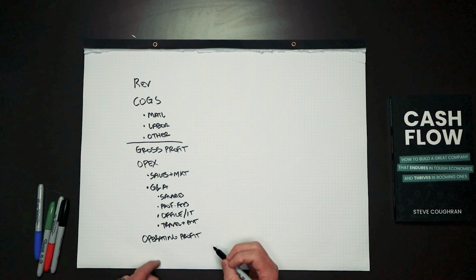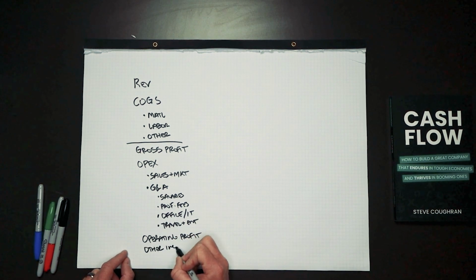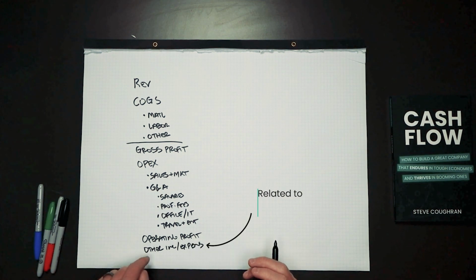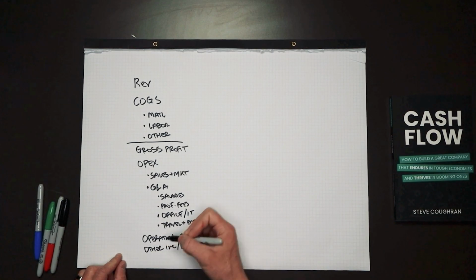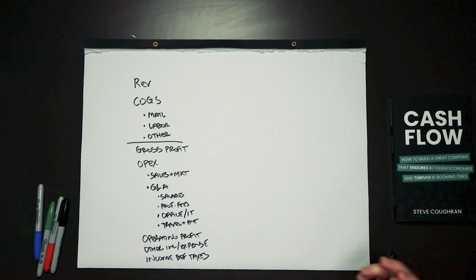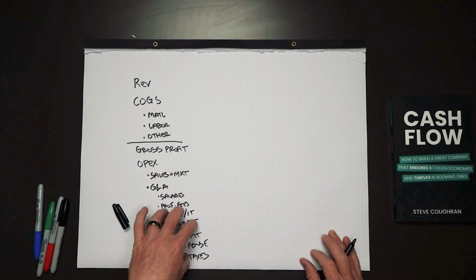Now, underneath here, if you want to get to income before taxes, we also have other income and expense, but these items are not related to the core operations of the business. And since I want to walk you through how to increase your operating profit, I'm not going to go into much detail here. But if you take operating profit and other income and expense, and you net those out, you'll arrive at income before taxes. All right, hopefully you can read my handwriting and follow along with my abbreviations. But what you'll do here is you'll list out all these items.